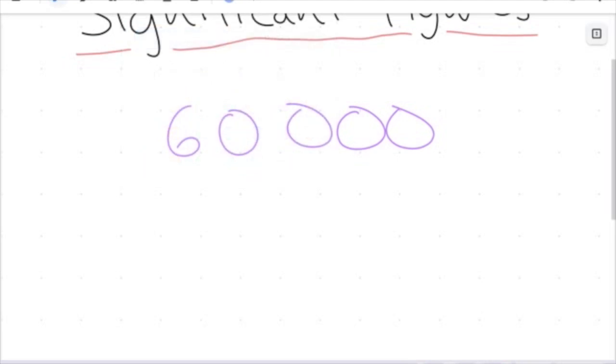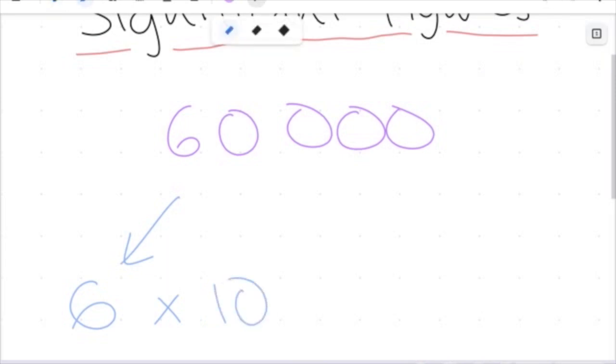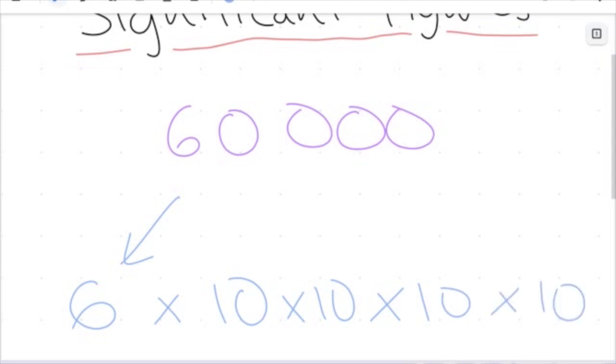So this thing is equivalent to writing a 6 and multiplying this by 10. 6 by 10 gives me 60. If I multiply another 10, this gives me 600. If I multiply that by another 10, that gives me 6,000. And by another 10, that gives me 60,000.